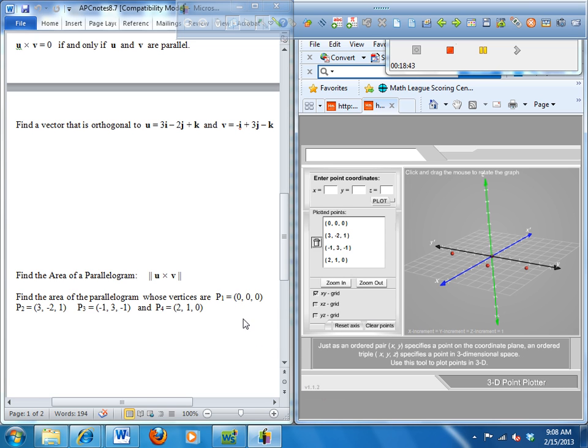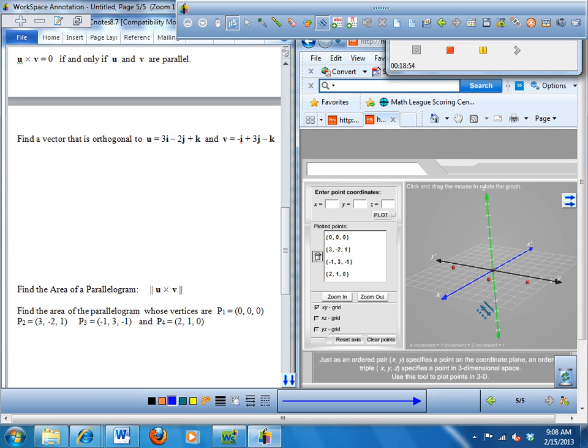Cool. Okay, so what it says is find the area of a parallelogram whose vertices are these. Part of the problem is that you don't know exactly where this parallelogram is, because it might be going this way, and it's hard to tell in 3D. Can you rotate it until we get a better view?